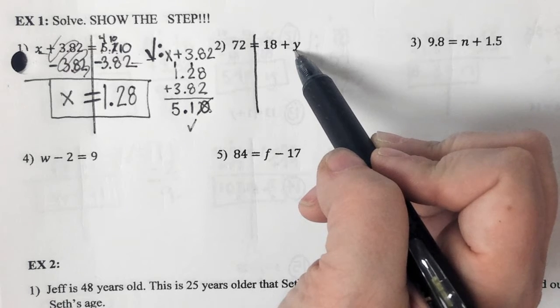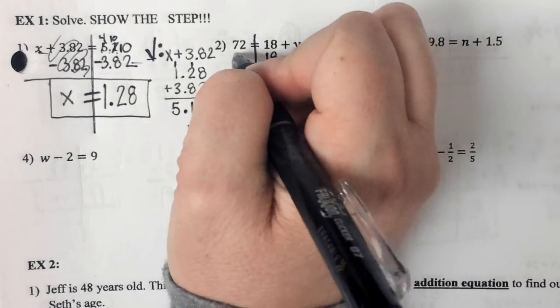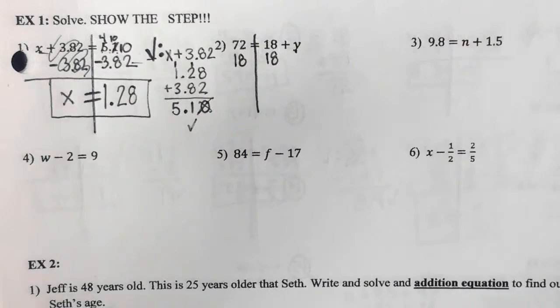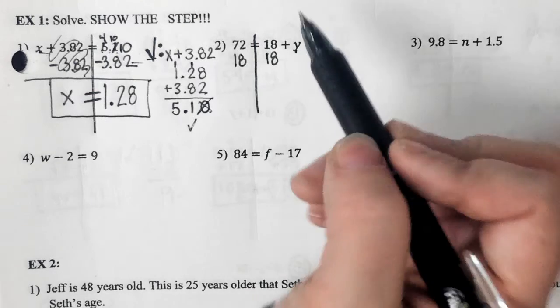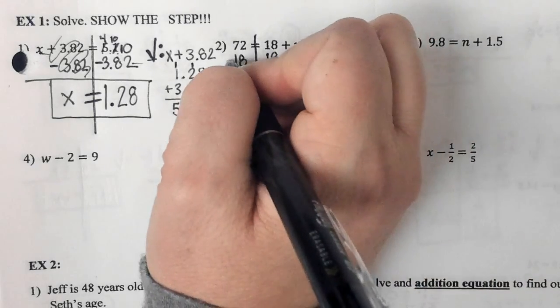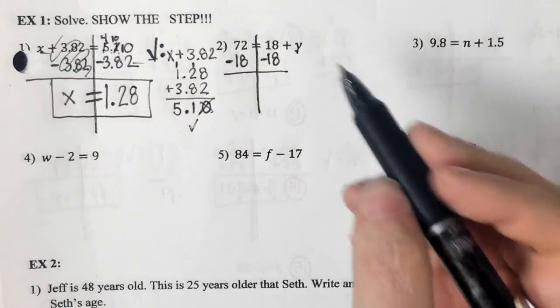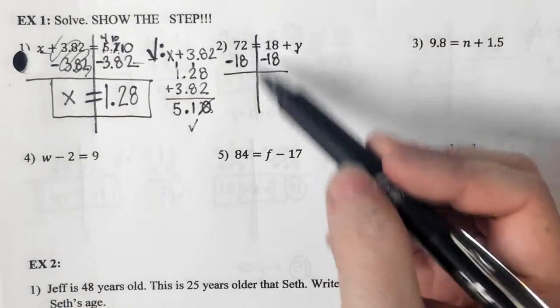Alexis, what number is with my letter? 18. So underneath 18, I'm going to write 18, and I'm also going to write it on the other side. Okay. What operation is happening right now, Tyler? Addition. Addition, so what's the opposite? Subtraction. Subtraction. And we're always doing the opposite, so I'm going to put a minus sign and a minus sign. Okay. So let's work out 72 minus 18.